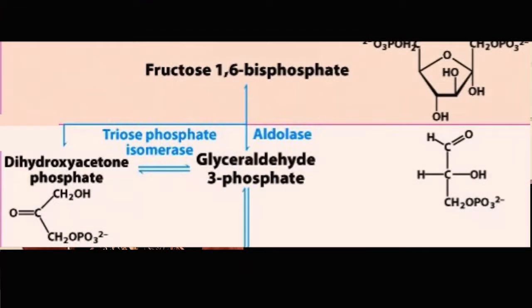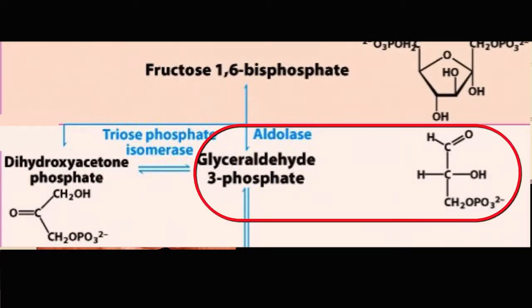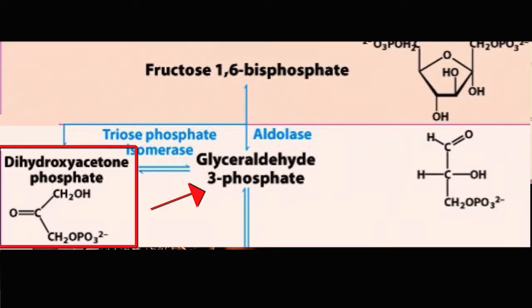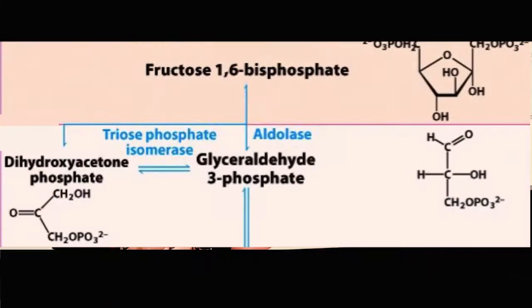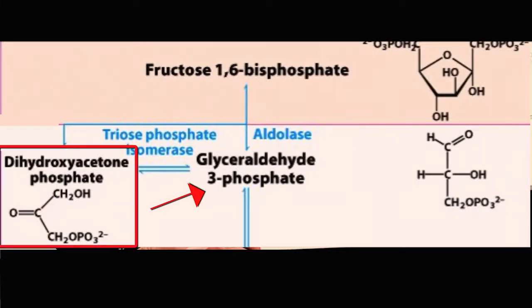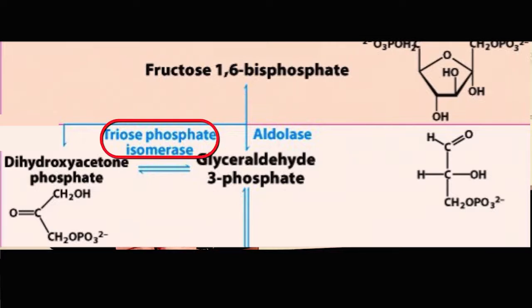But the only 3-carbon molecule that can progress through the glycolysis process is actually glyceraldehyde 3-phosphate. And so we need to change dihydroxyacetone phosphate into glyceraldehyde 3-phosphate in order for that to go through the rest of glycolysis. We use some plastic surgery, I should say, to change dihydroxyacetone phosphate into glyceraldehyde 3-phosphate. And that plastic surgeon is triose phosphate isomerase.